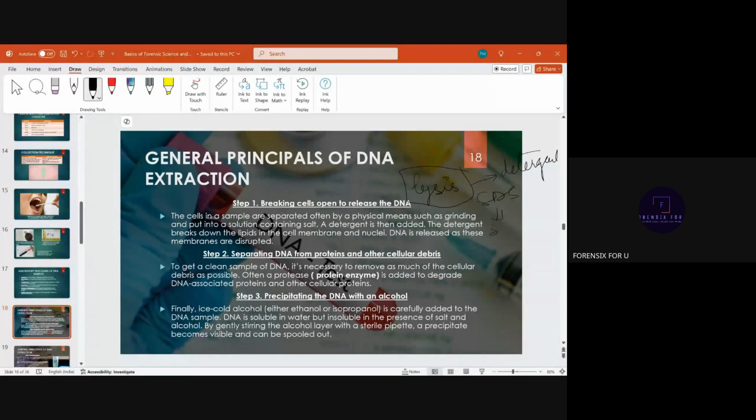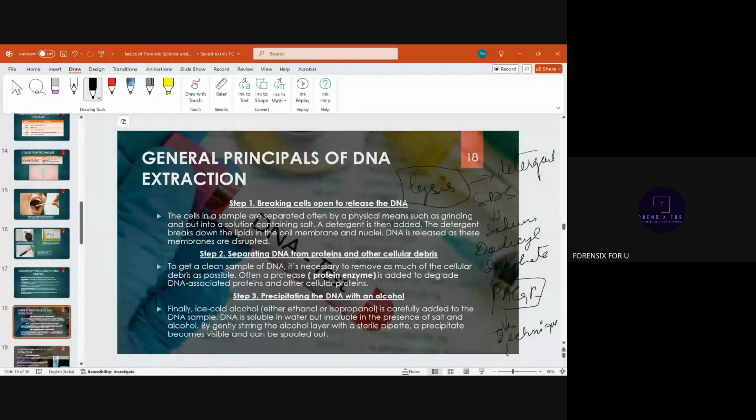Full form is sodium dodecyl sulfate. It is a chemical, not page. SDS page is an instrument, or you can say it is a technique, used in case of protein analysis, not in case of DNA extraction. Am I clear?